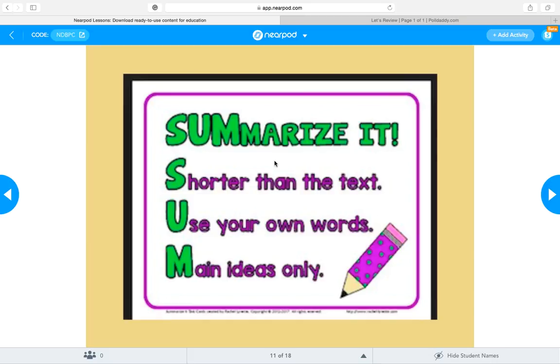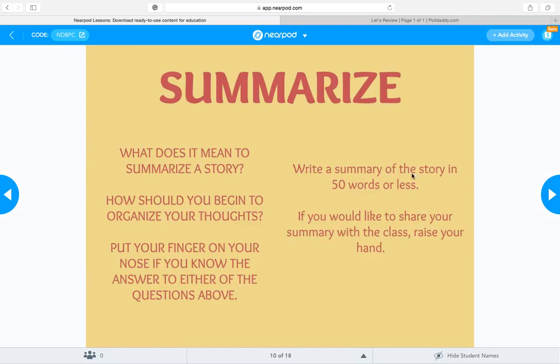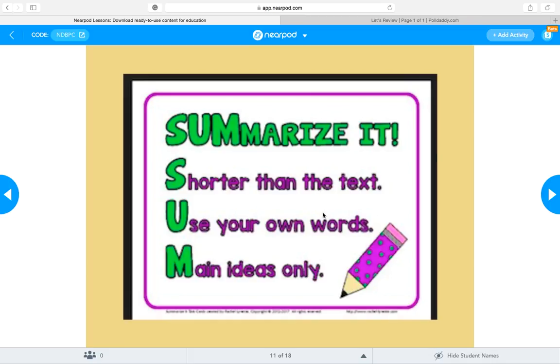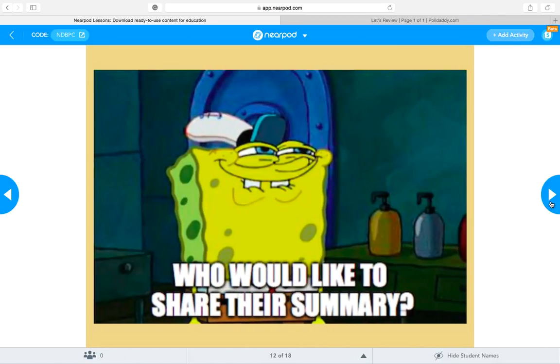And then this little picture I thought was nice to include. It just goes over how to summarize. So summarize: it's shorter than the text, use your own words, main ideas only. And while they were writing their summary with the 50 words or less, I would have this displayed. So maybe if they wanted to glance up at the projection, they could read this and it might serve as a little reminder for them.